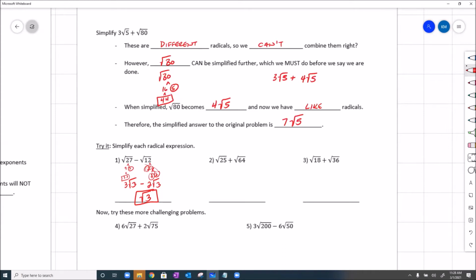Number 2, we have radical 25 plus radical 64. So we simplify. Radical 25, that's a perfect square, that's 5. Radical 64, that's a perfect square, that's 8. Oh, we can't add these together because they're not like terms. No, I'm just playing. 5 and 8 are just numbers. We already know we can add those, right? 5 plus 8 is 13.